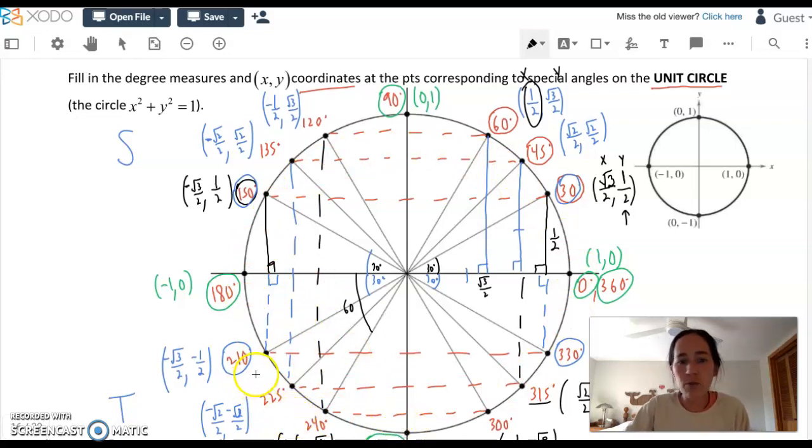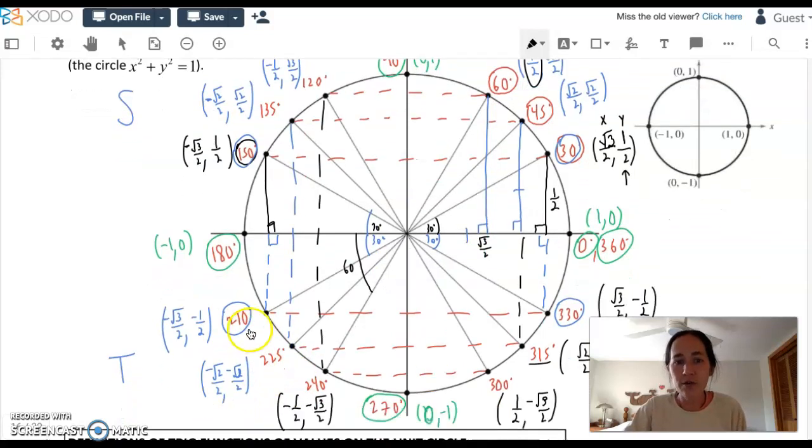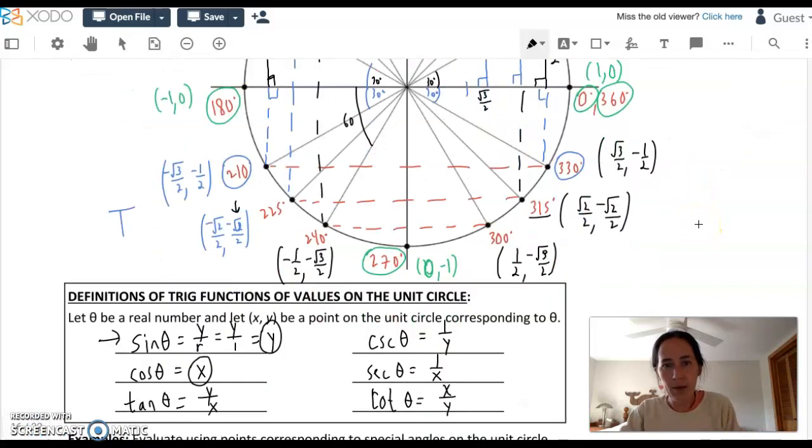I could go to 225 and give you the sine. Go to 225 degrees, sine of 225 is going to be that y. It's going to be negative square root of 2 over 2. Quick, what's the cosine of 300 degrees? No problem. Go to 300 degrees, give me the x value.